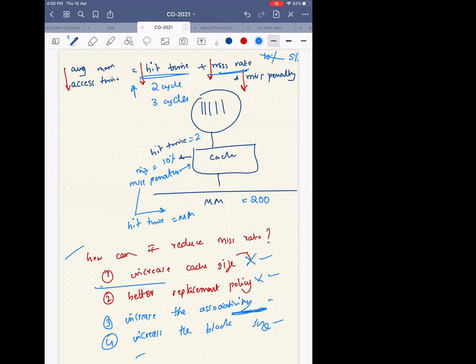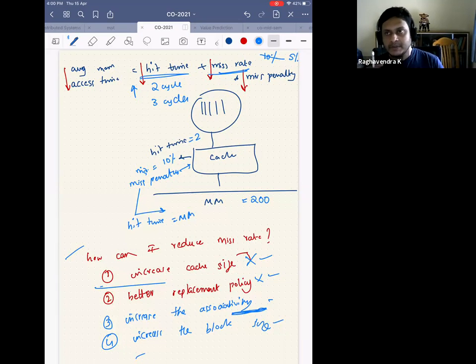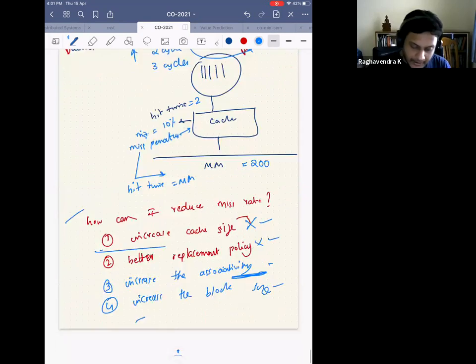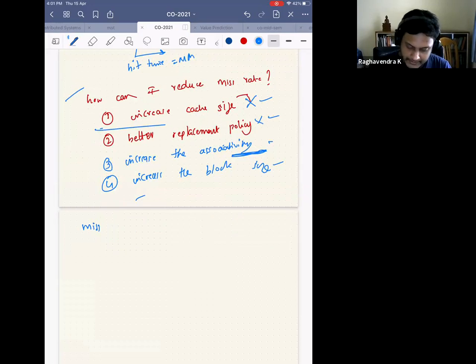By reducing the cache size and associativity. But if I reduce the cache size and associativity, what happens? Miss rate will increase, right? So it's like, I don't know what to do now. So, okay, I will go to the other one. These two are like husband and wife, they are not agreeing with each other. So now I'll reduce the miss penalty. So how can I reduce the miss penalty?